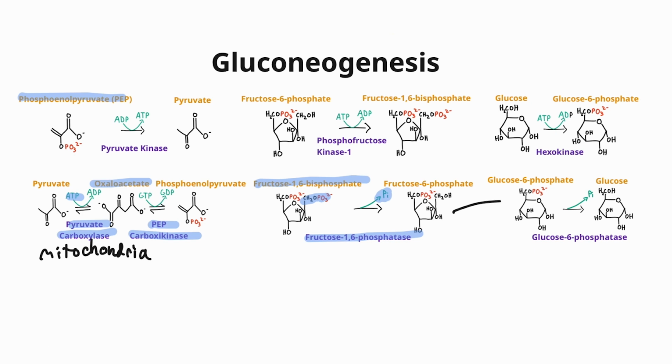Fructose 6-phosphate then turns back into glucose 6-phosphate using the same enzymes as in glycolysis. And finally, glucose 6-phosphatase removes the phosphate off of carbon 6 of glucose 6-phosphate to give us our final molecule of glucose. And in that process, another free phosphate is released.